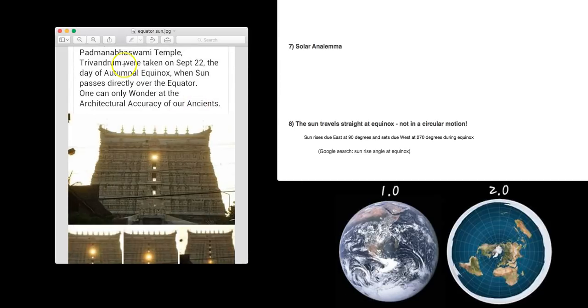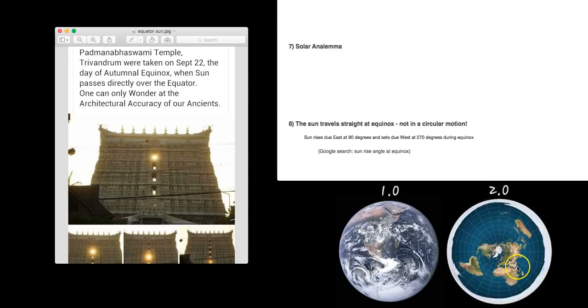Point 8. The sun travels straight at equinox. There's a very easy proof of this. The Padmanabhaswamy temple in India. On the autumnal equinox, when the sun passes directly over the equator, there's this building here. You see, it'll pass in a straight line, and it passes right through. This shows that the sun is traveling in a very straight line.